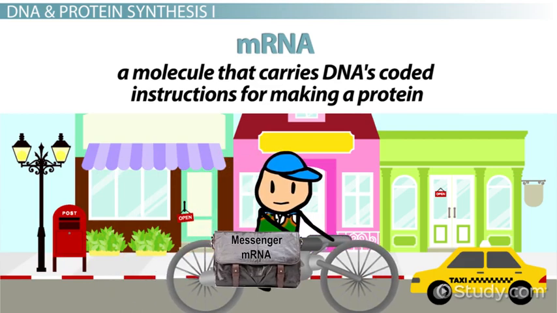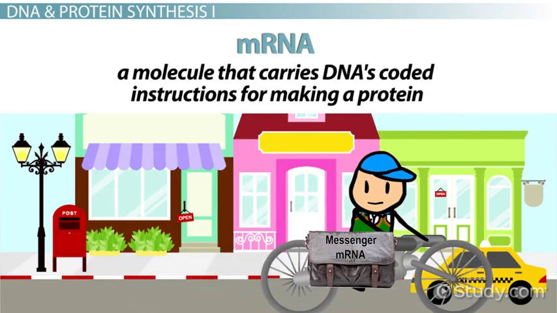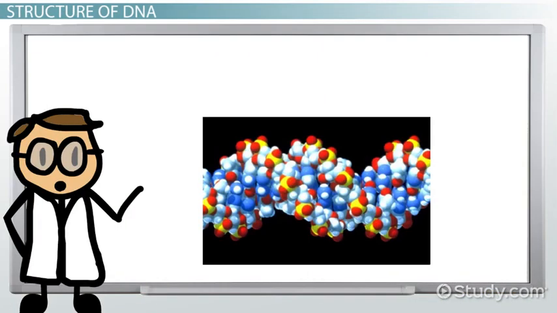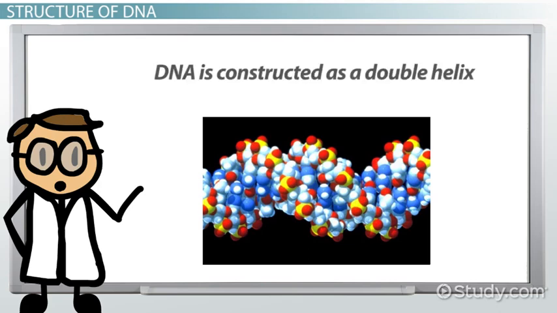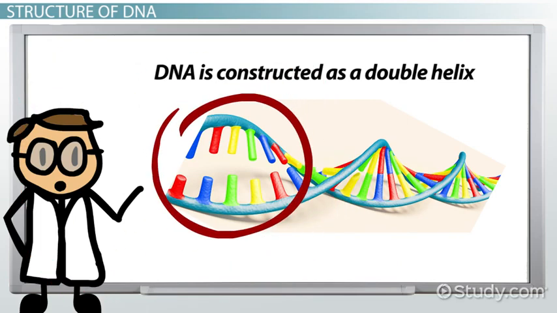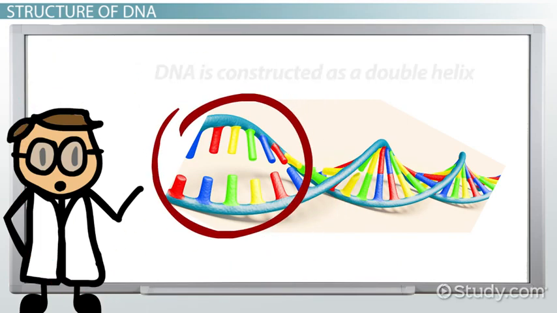Let's break down the process of transcription and further explore DNA's role in protein synthesis. To understand the role of DNA in protein synthesis, we first need to understand the basic structure of DNA. DNA is constructed as a double helix. To picture this, think of a twisted ladder, as you can see in this image. At the front of this image, the molecule is unwound, so you can see the bonding pattern of DNA's bases, which are the subunits of DNA it is built from.